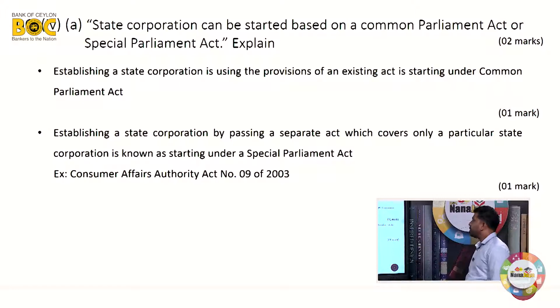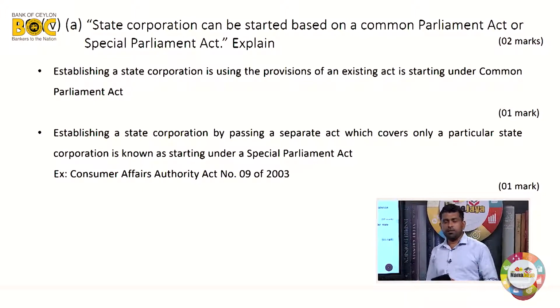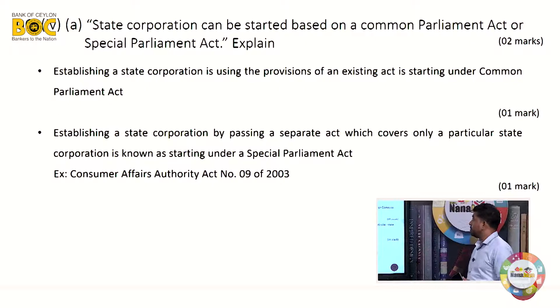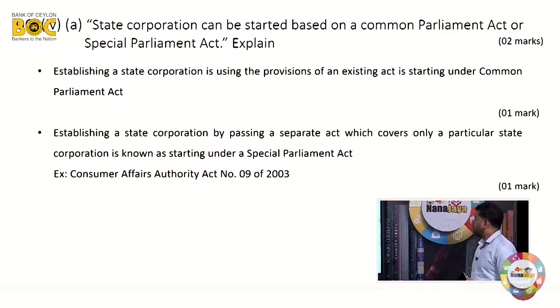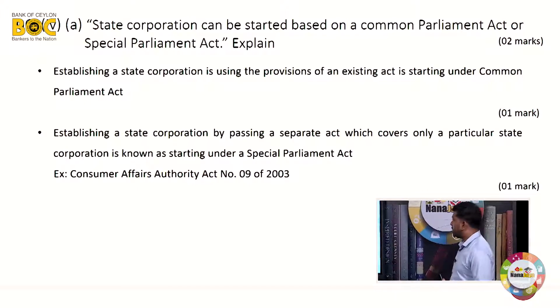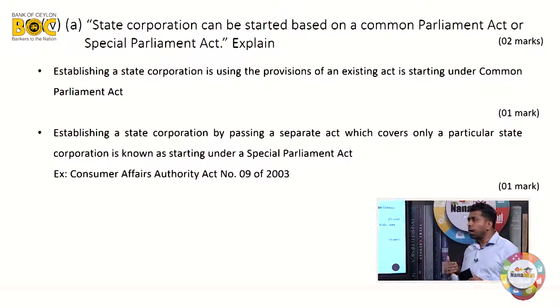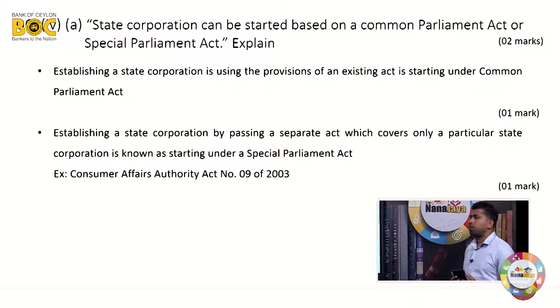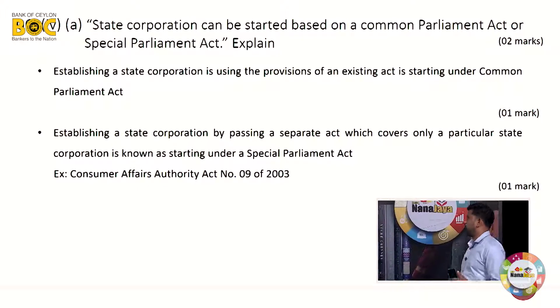4A. A state corporation can be started based on a Common Parliament Act or a Special Parliament Act. Explain. There are two methods that can be used to start up a state corporation. The first one is Common Parliament Act and the second one is Special Parliament Act. Common Parliament Act means establishing a state corporation by using an existing Parliament Act, and Special Parliament Act means introducing a new act to the Parliament to start up a new corporation. As an example, Consumer Affairs Authority Act number 9 of 2003.